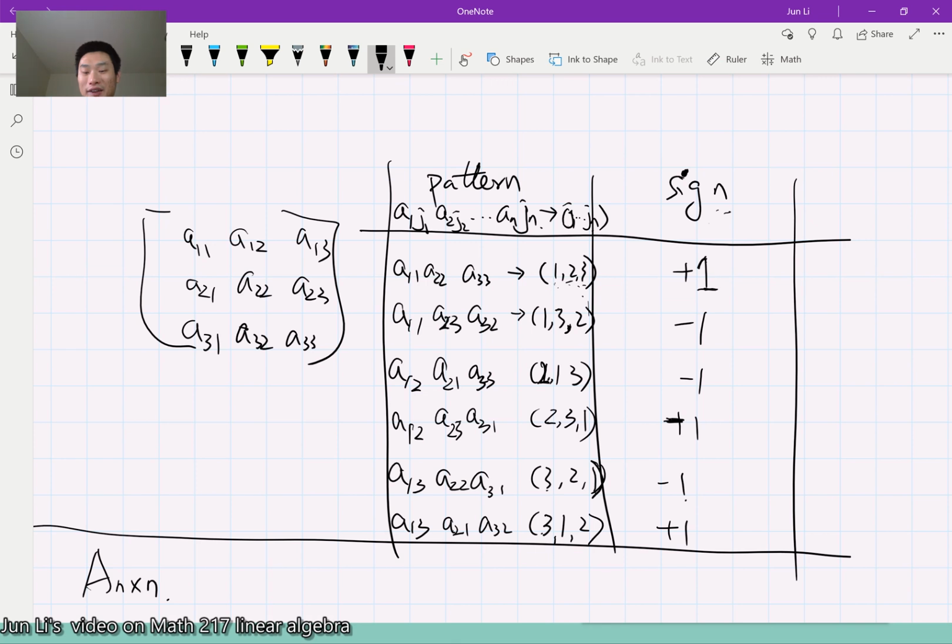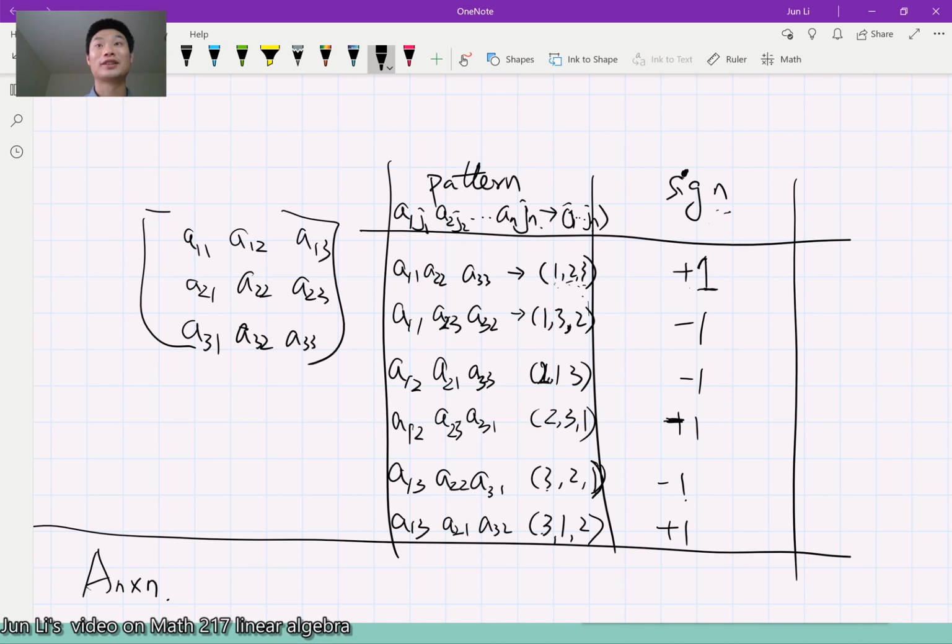But anyway, the answers for the signs are listed here. And then in total, to compute the determinant of a 3 by 3 matrix, we just write down all the 6 terms and multiply by their correct signs. We are done. So basically, that's the computational definition.